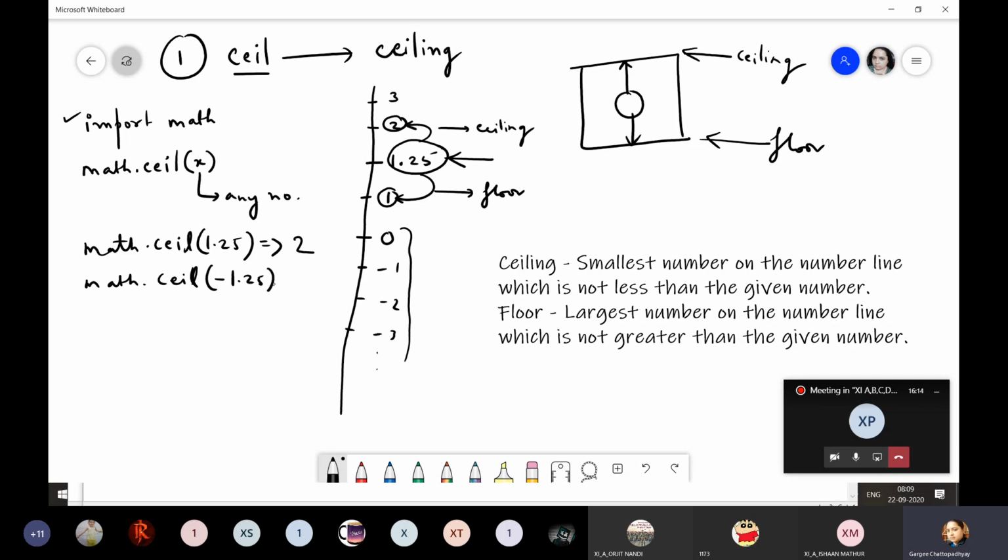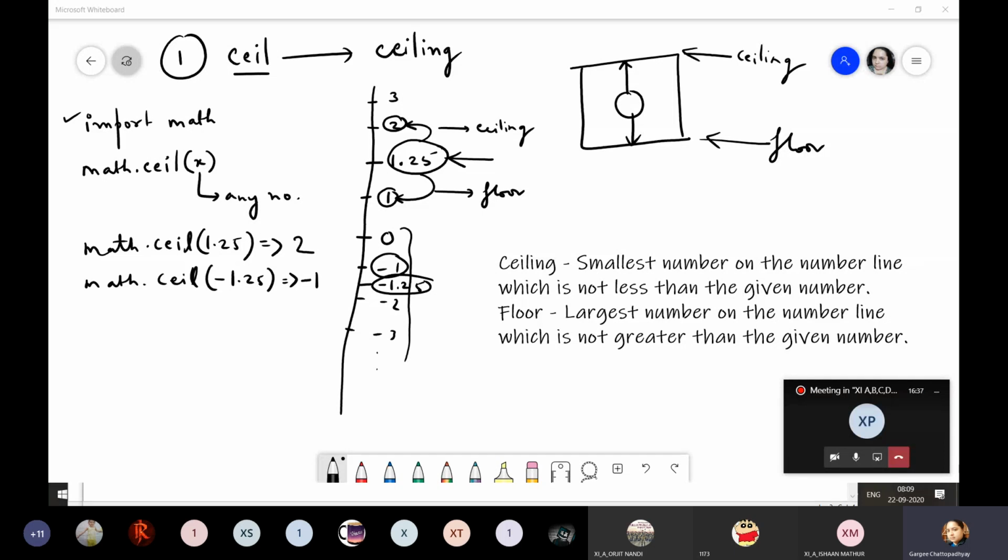Similarly, if I write math.ceil(-1.25), what should be the ceiling of this number? Now minus 1.25 should be somewhere over here on the number line. So its ceil will be minus 1. It is the smallest value on the number line which is not less than the given number.